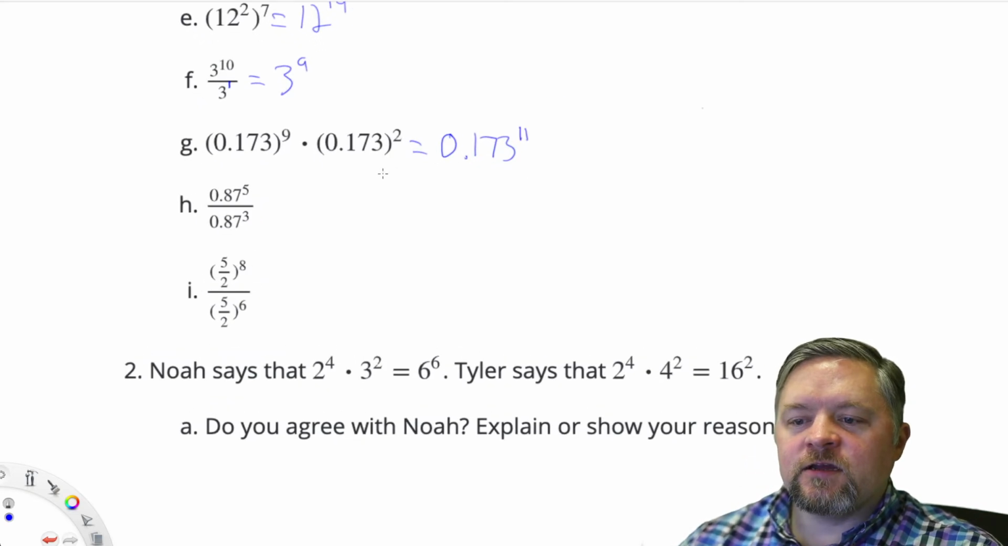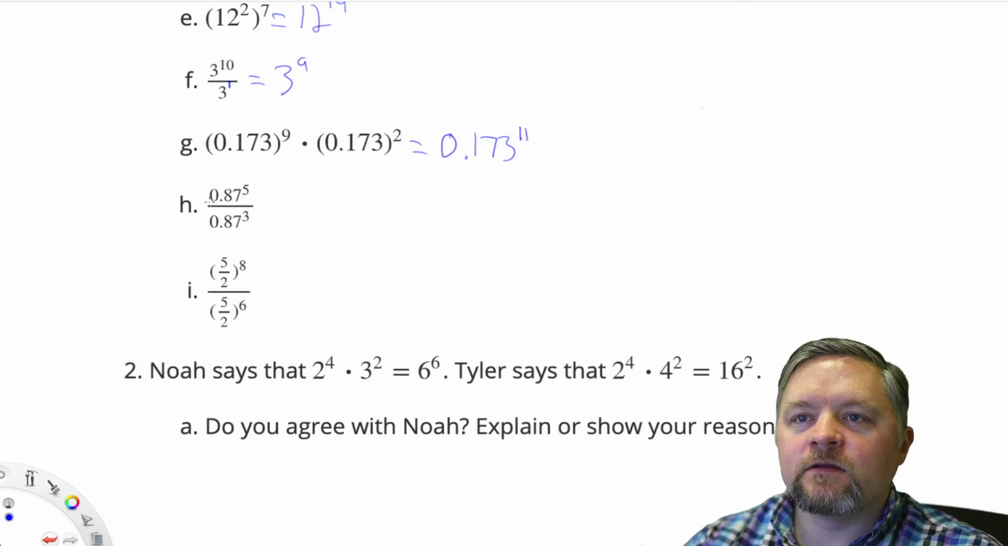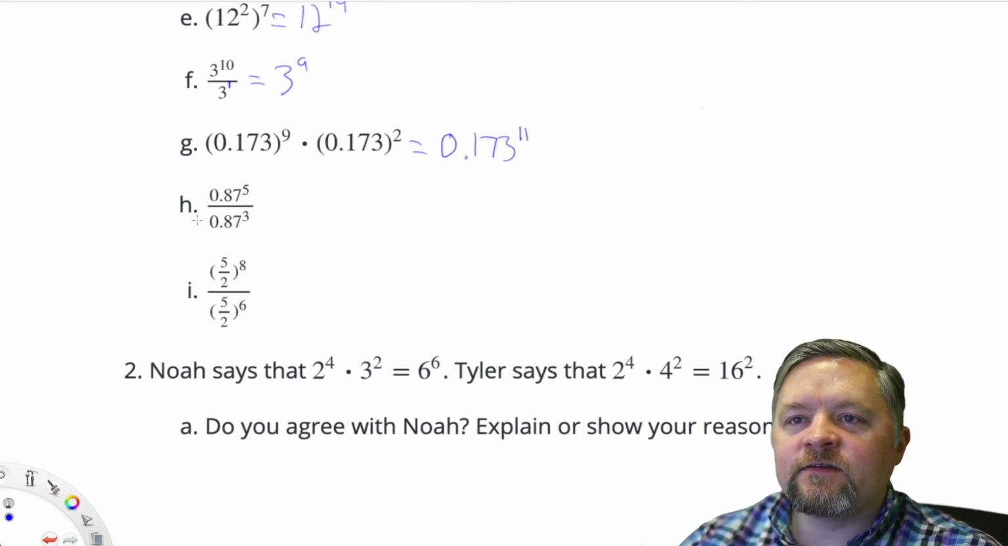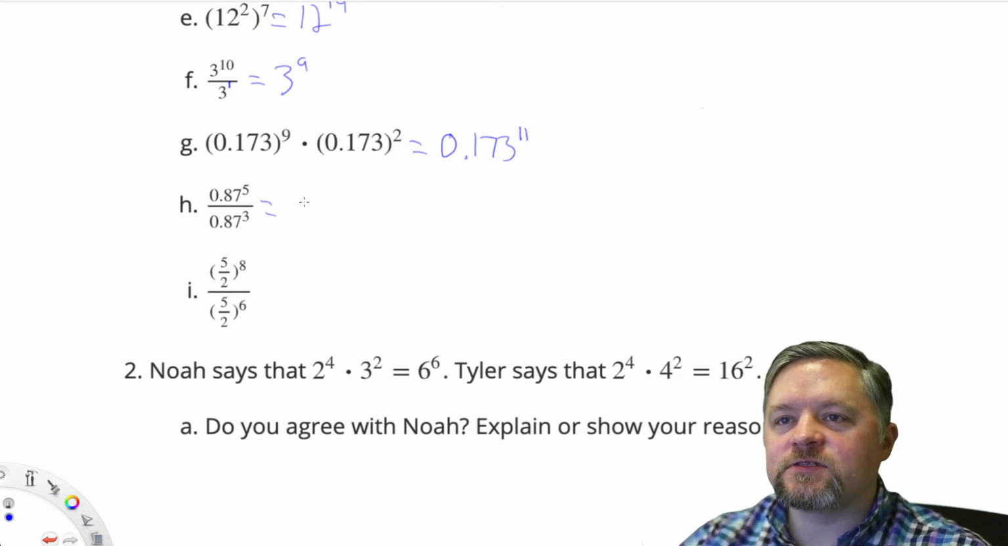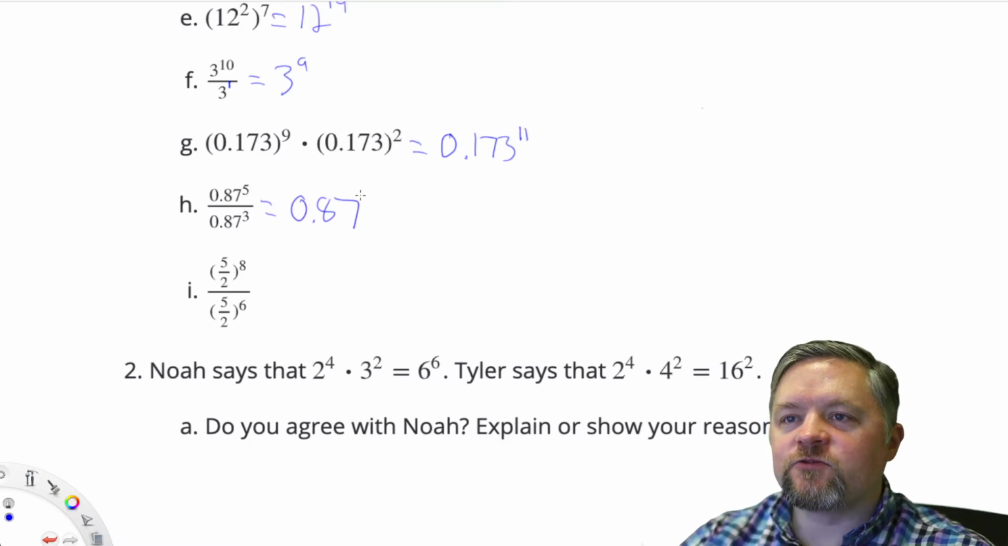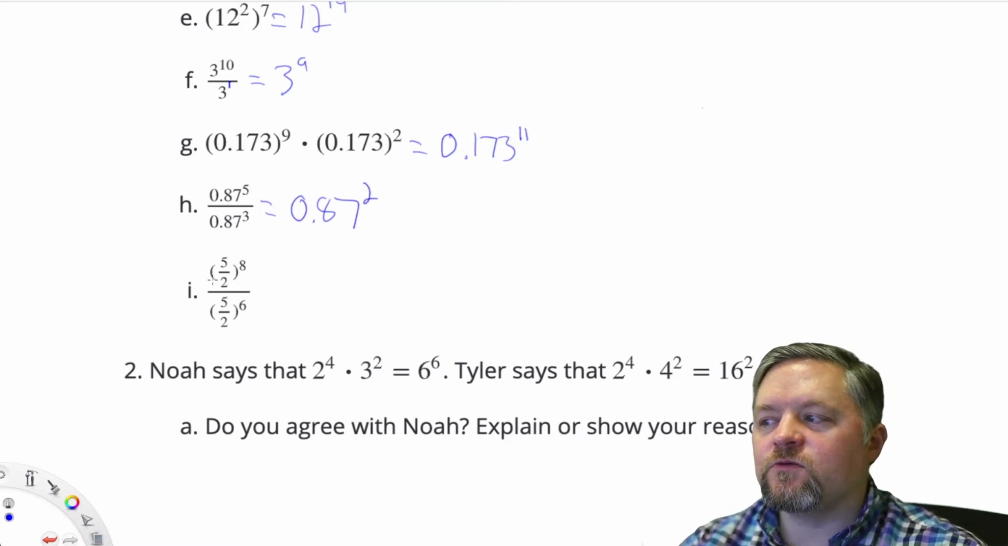Couple more here. 0.87 to the power of 5 divided by 0.87 to the power of 3. We are dividing, so we will subtract exponents. 5 subtract 3 is 2.